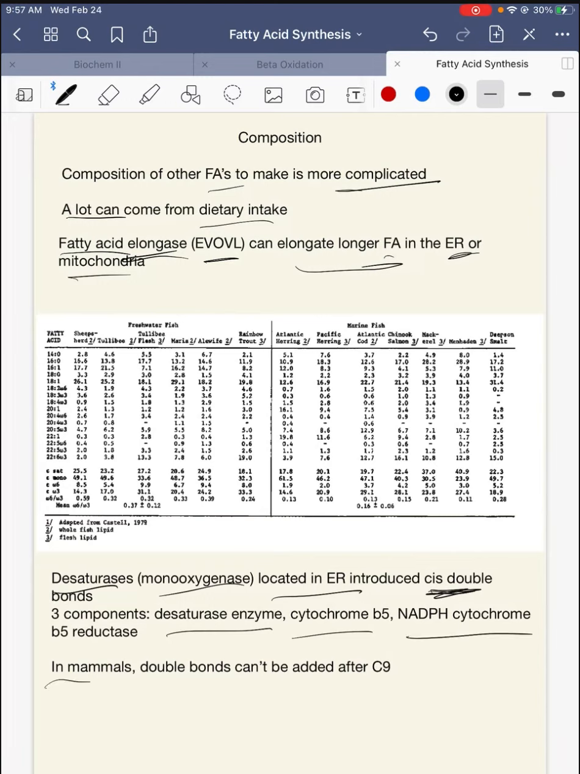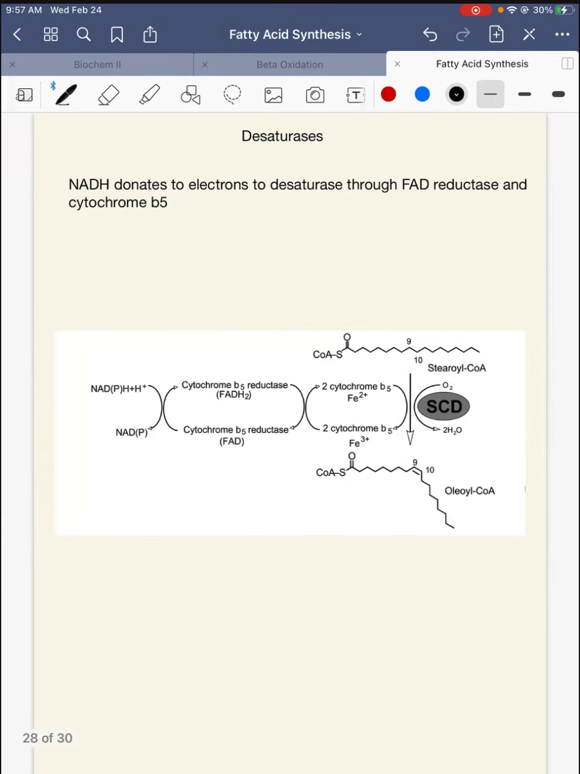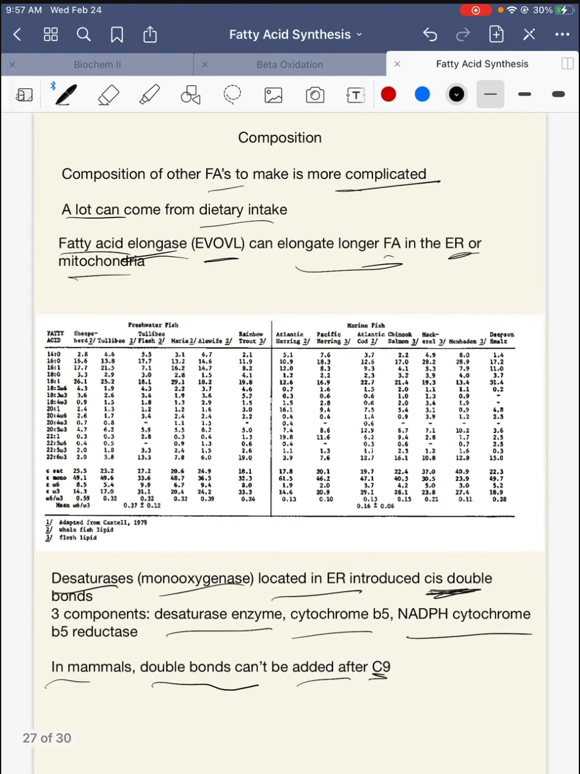In mammals, double bonds can't be added after carbon 9. So this is kind of important to think about. Most of the double bonds that are added in our fatty acids are usually added before carbon number 9. Okay, so this is the enzyme that adds the cis fats, desaturases. Like I said, they're in the ER.